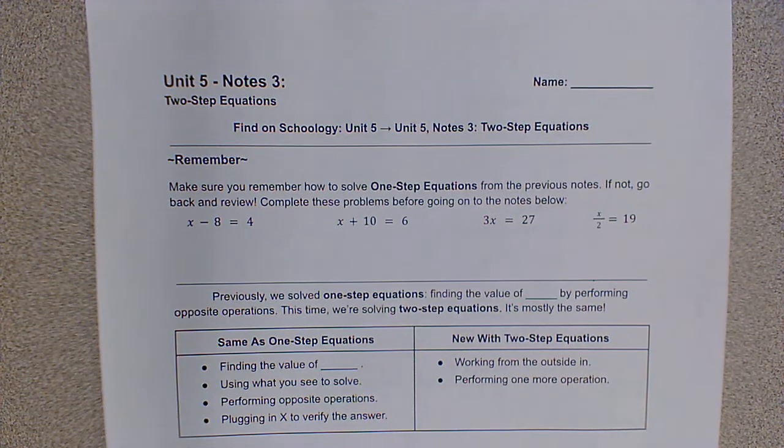Alrighty, we are on Notes 3 of Unit 5. Last time we did one-step equations. We solved for x by doing opposite operations. We're going to use what we learned last time to build into two-step equations. We're going to add a whole extra step on what we did before.